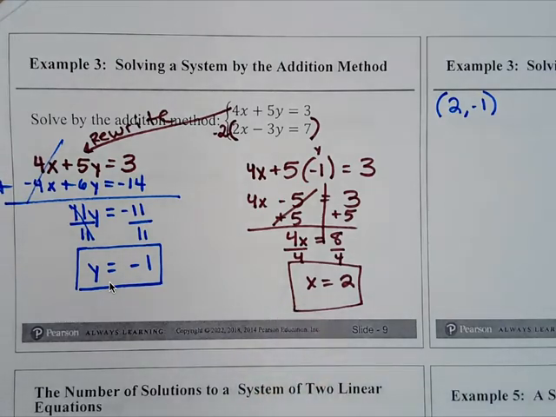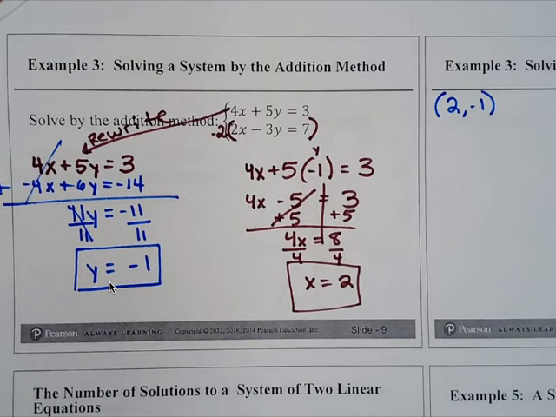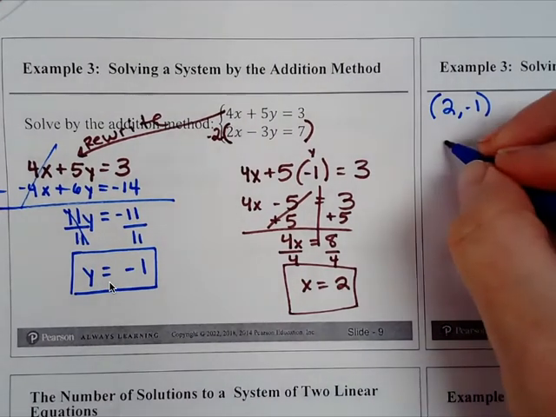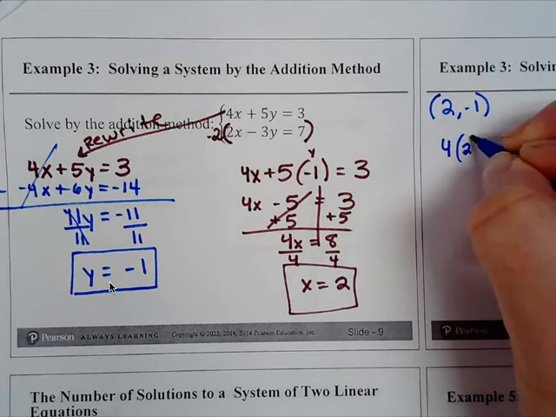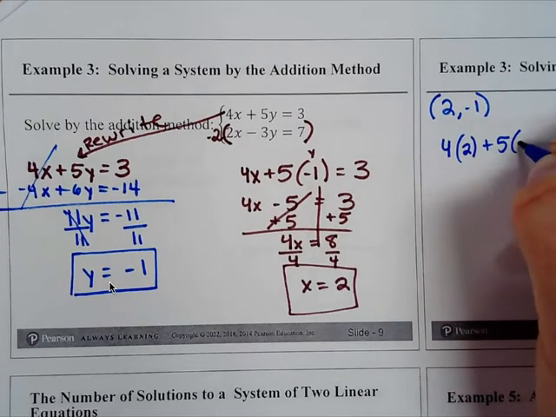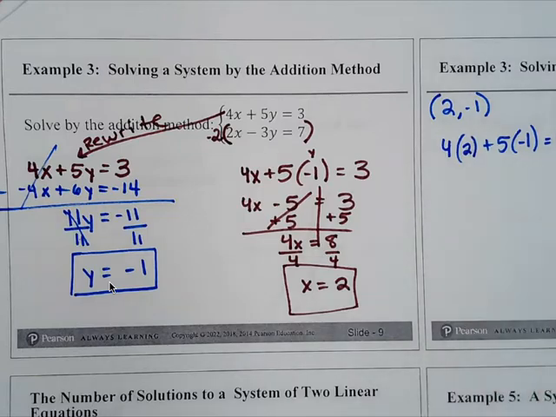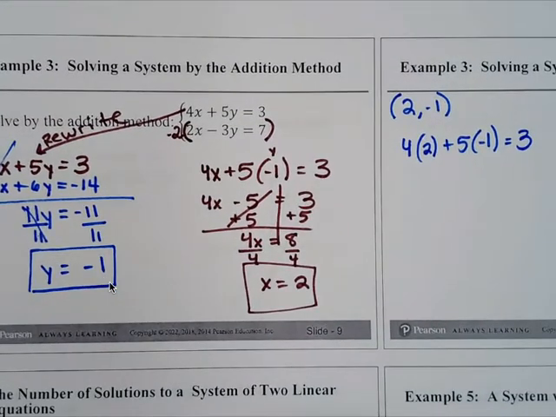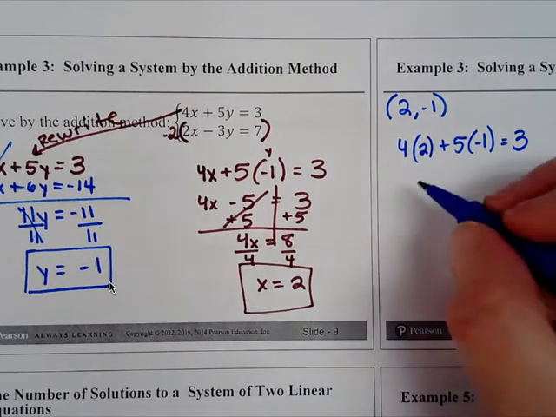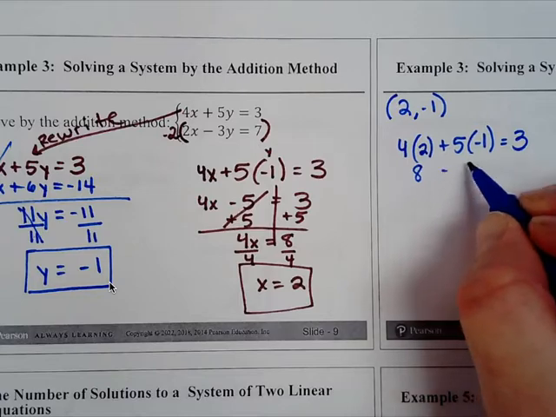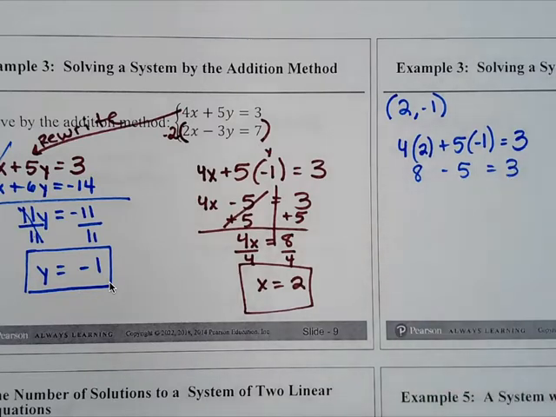We do need to check and make sure that that is going to work on both. So we'll do 4 times x plus 5 times y and see if it equals the 3. And you can put this in the calculator. It'll give you a 0 or a 1. I think we've done that. So it'd be 8 minus 5 equals 3. And that's true.